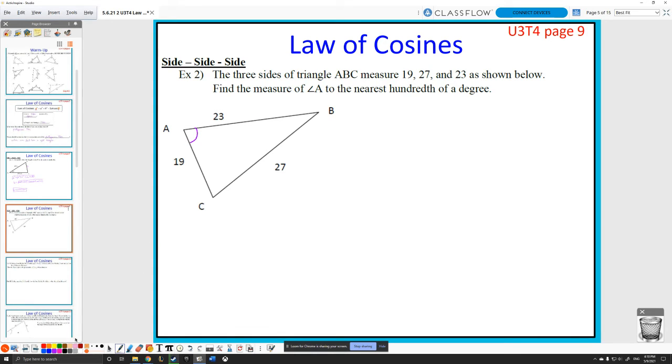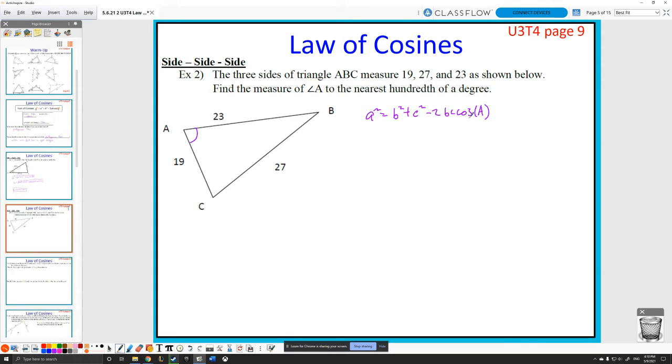I do want to make sure you write it out slowly to know what you're doing here. Notice that we want to solve for A, meaning at the end we want cosine A. So A squared is going to be on the other side. So I have A squared is equal to B squared plus C squared minus 2BC cosine A.